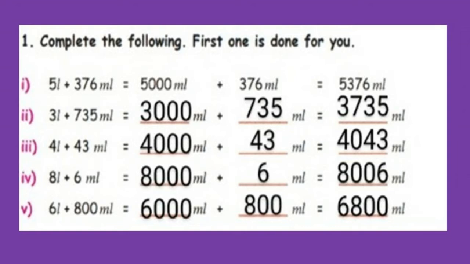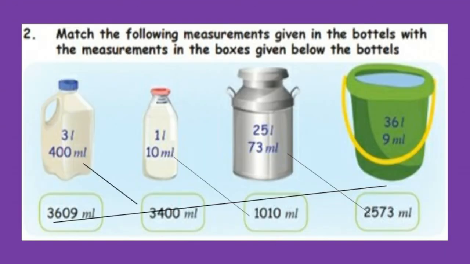Fifth sum, 6 liter plus 800 milliliter. 6 liter is equal to 6000 milliliter plus 800 milliliter. If we add these two numbers, that is 6800 milliliter. For this type of addition, we have to change the same units and then we have to add the numbers.